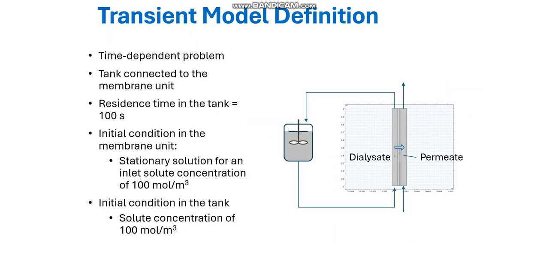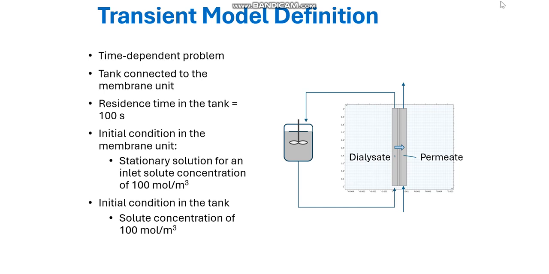Similarly, we will also perform the transient simulation where the dialysate returns to the mixing tank, and the residence time in the mixing tank is 100 seconds, and this is again fed to the membrane module. So we will do the simulation for 1 hour. The process time will be 1 hour, and we will see how the concentration changes in the tank as time progresses.